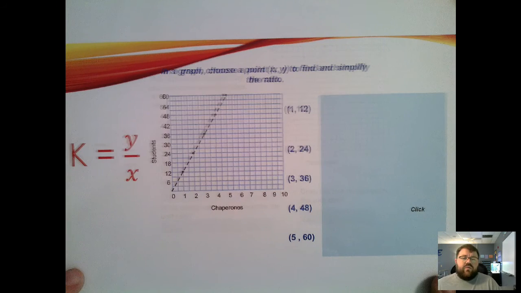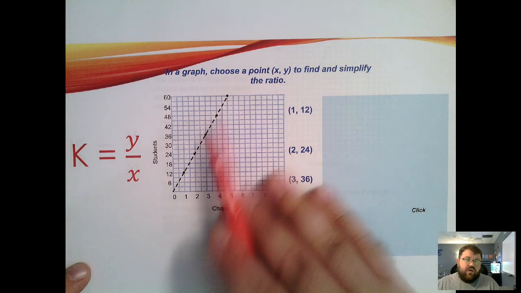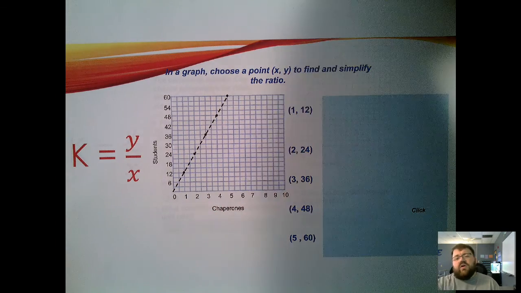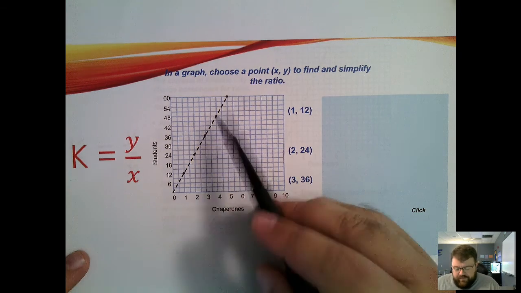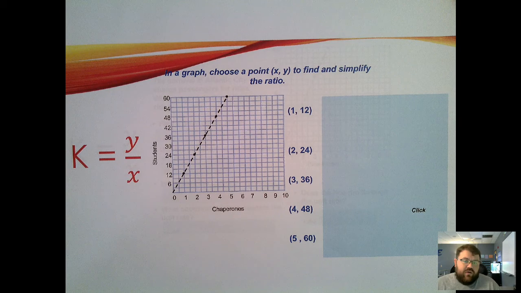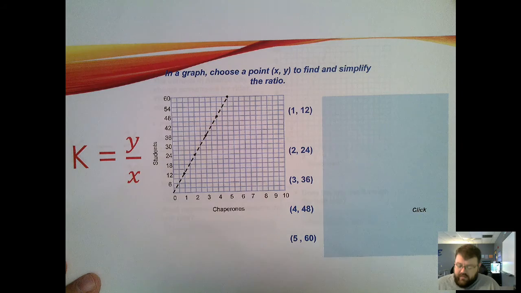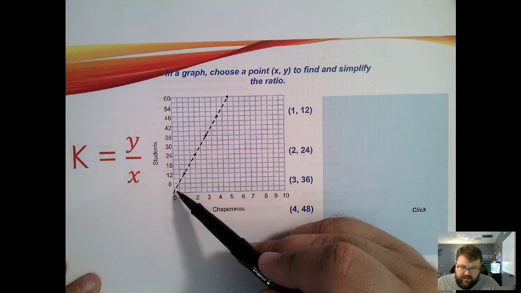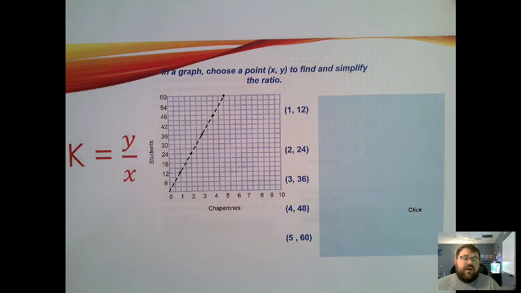Alright, so just as a quick review, here we have a graph. Now from the previous video, you should automatically know that this graph shows proportionality for 2 reasons. Go ahead and pause the video and answer the question. Why does this graph show proportionality? Alright, the 2 reasons that this graph shows proportionality is 1, it's a straight line, and 2, it passes through the origin. Because it does both of those things, it automatically is proportional.